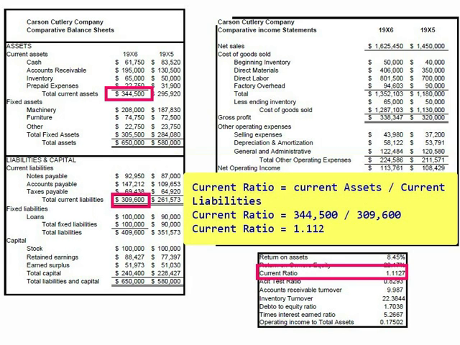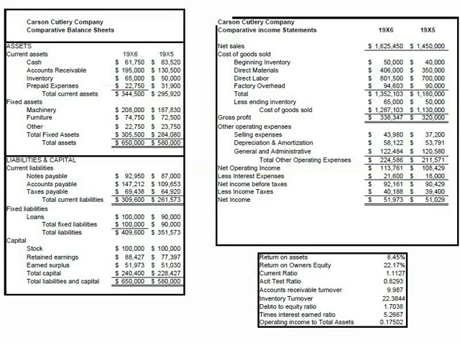The next one is the current ratio, which is the ratio of current assets divided by current liabilities. This result is 344,500 divided by 309,600, and the number is larger than 1, 1.112, which means that we are able to cover our short-term liabilities with the current assets that we have. A more stringent measure of short-term liabilities is the acid test ratio.